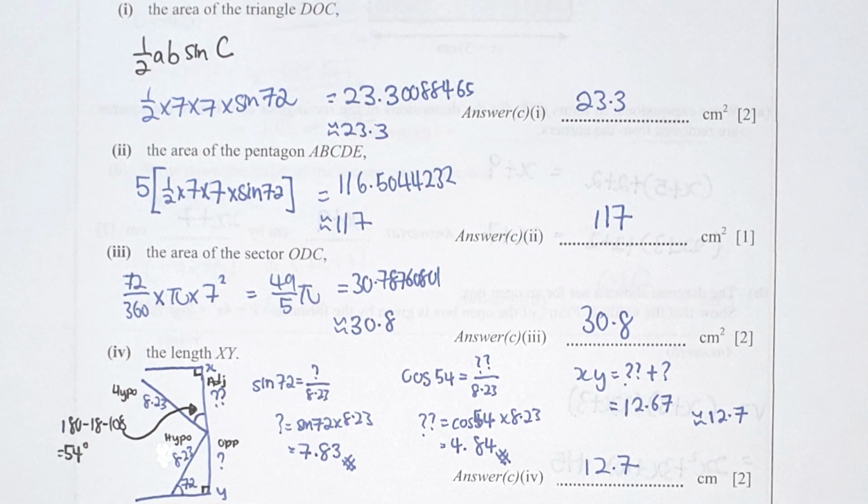Calculate the area of the triangle DOC. This one I will be using half ab sine C. So you have 1 over 2 times 7 times 7 times sine 72. You will get your final result as 23.3.